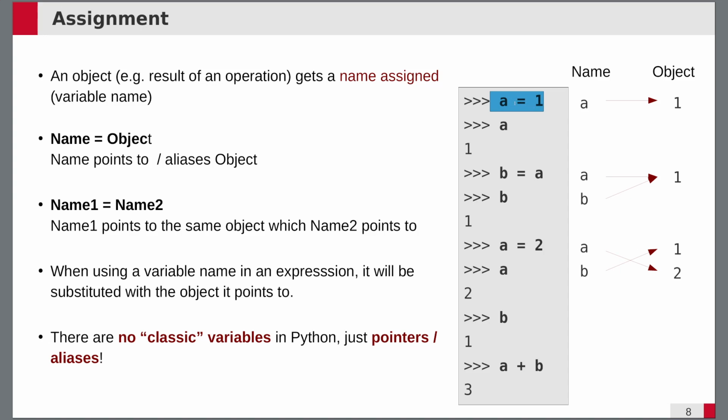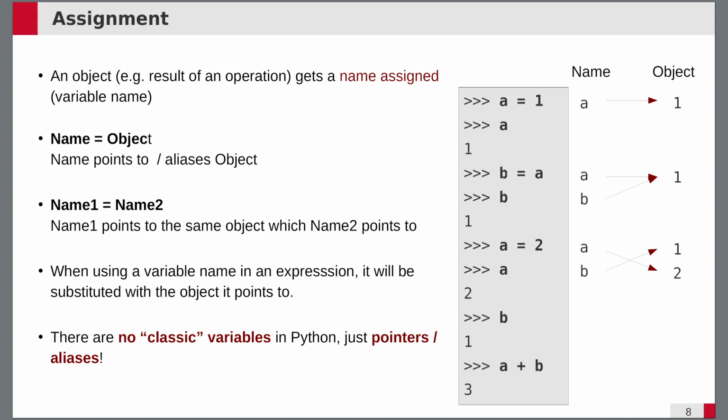What does it mean, a equal 1? What does it mean in Python? It means that in the memory there is an object created which contains the integer number 1, and then a name a is created, and the name a just points to this object in the memory, right? Okay. So if you are using the name a, then always the object it points to will be substituted.